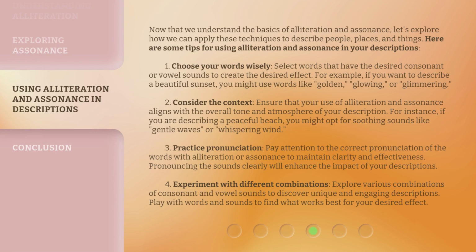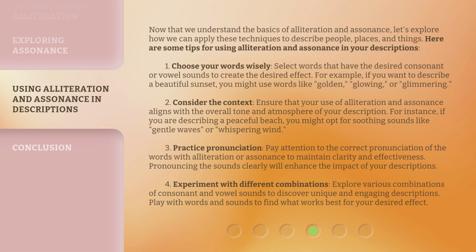Now that we understand the basics of alliteration and assonance, let's explore how we can apply these techniques to describe people, places, and things. Here are some tips for using alliteration and assonance in your descriptions. 1. Choose your words wisely. Select words that have the desired consonant or vowel sounds to create the desired effect. For example, if you want to describe a beautiful sunset, you might use words like golden, glowing, or glimmering.